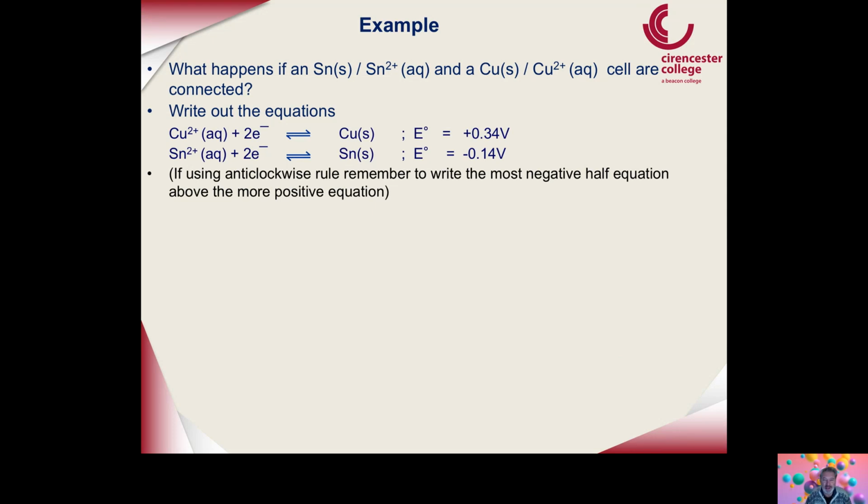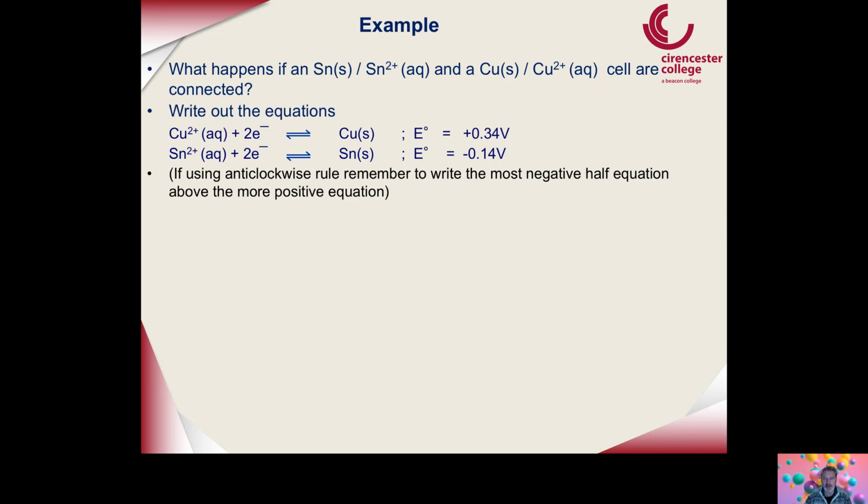So the copper, we write the reduced form of each equation with the electrons always on the left. So copper 2 plus plus 2 electrons makes copper solid, and that has an E cell value of 0.34 volts, and that's related to hydrogen. Okay, so we set hydrogen to be the 0 point, and therefore if we set the copper one next to it, we're going to get plus 0.34 volts. And the tin, okay, if we do the tin one, that is minus 0.14 volts. So it says there, if using the anti-clockwise rule, remember to write the most negative half equation above the more positive one. I'll go over that because I'm not sure that Sean would have done that.